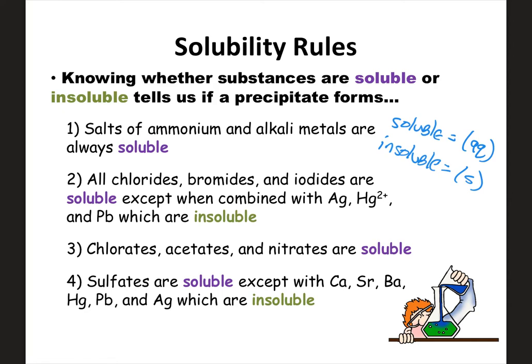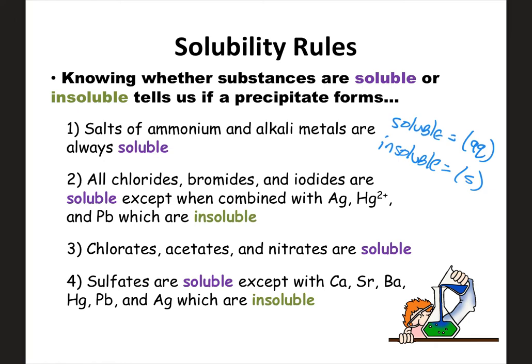The first one is talking about salts of ammonium or alkali metal compounds always being soluble. So if you have a compound that has ammonium in it, NH4, automatically you know it's always going to be aqueous or soluble. And same thing for those alkali metals, the far left column. As soon as you see an alkali metal in a compound, you automatically know it's always going to be soluble.